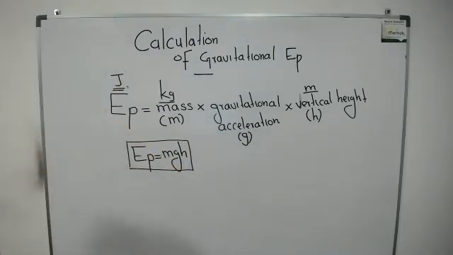Answer the following question. First question is find the gravitational potential energy of a mass 7.5 gram with a vertical height 4 meter.